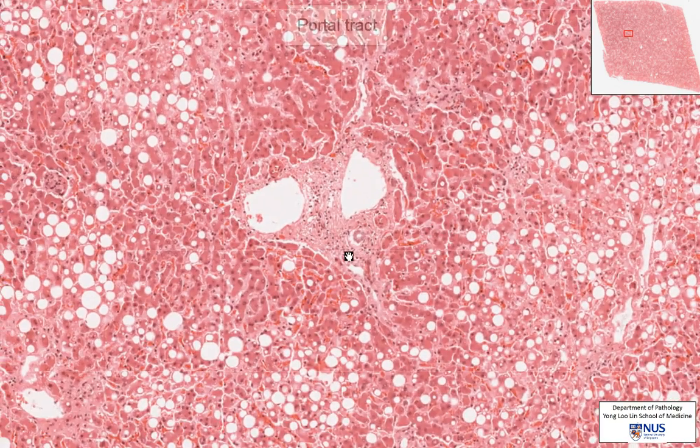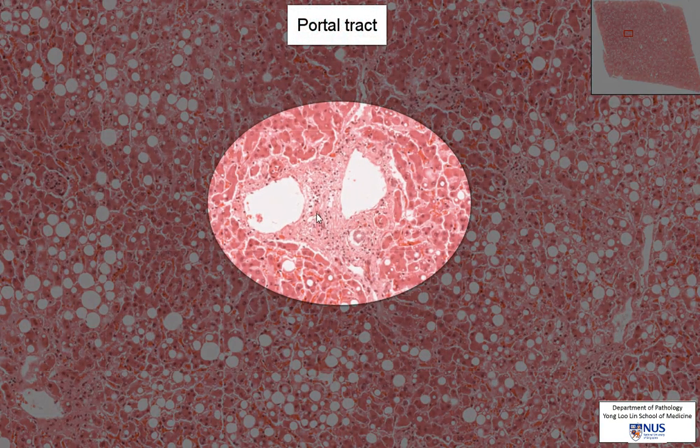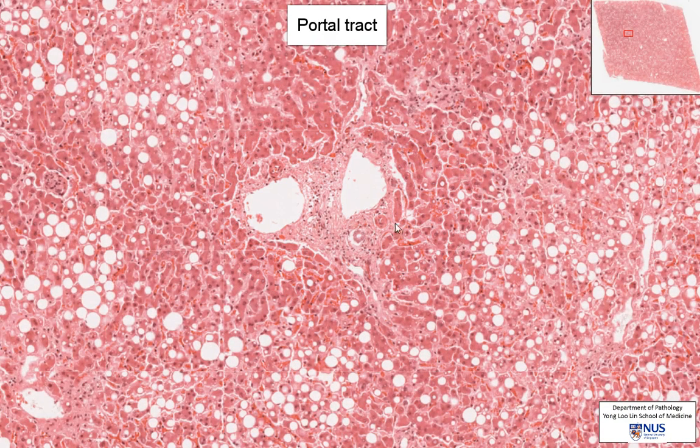How do I know it's a portal tract? It has the portal vein, it has a bile duct, and it has a hepatic artery branch. So there's also some mesenchymal tissue, connective tissue around this, and this together makes up the portal tract.